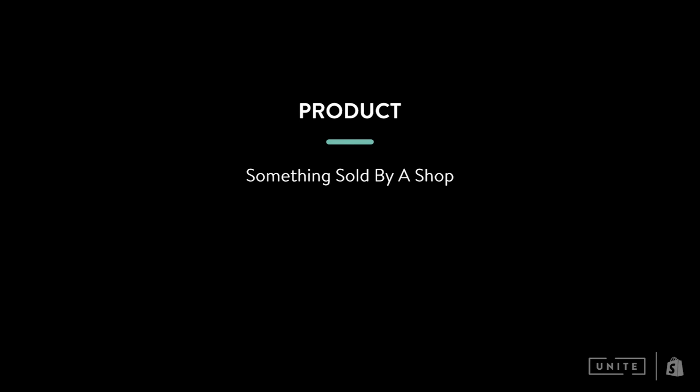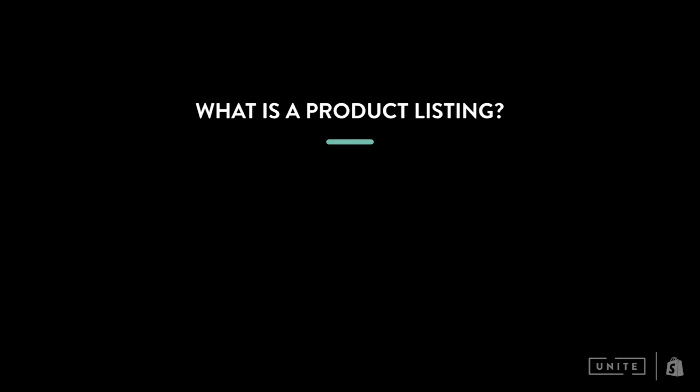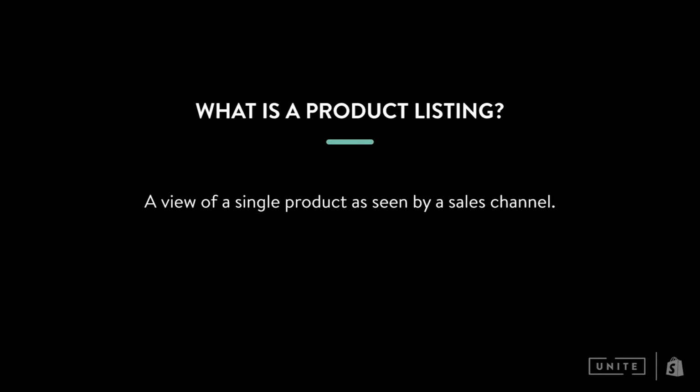So what's a product listing? Each product listing corresponds to a single product, but it's a view of that product as seen by a sales channel. It lets us give you a tailored view of the shop's product data that you should present to customers. So when you get a list of product listings using an endpoint like this, it's just for your app, and it's tailored for your app.